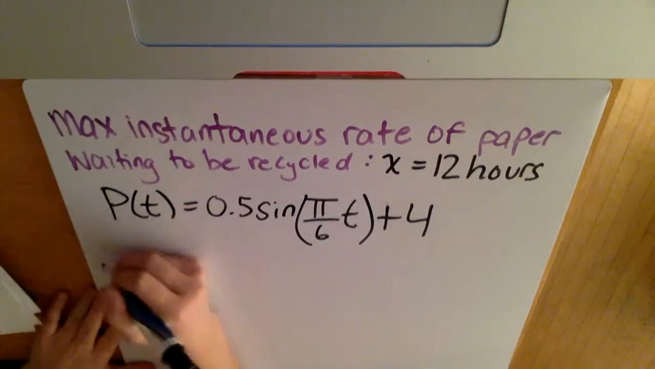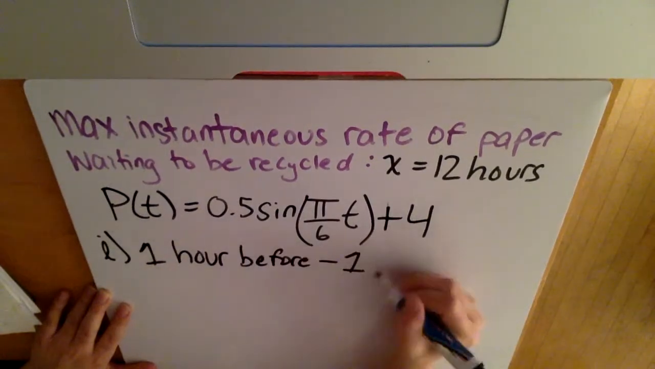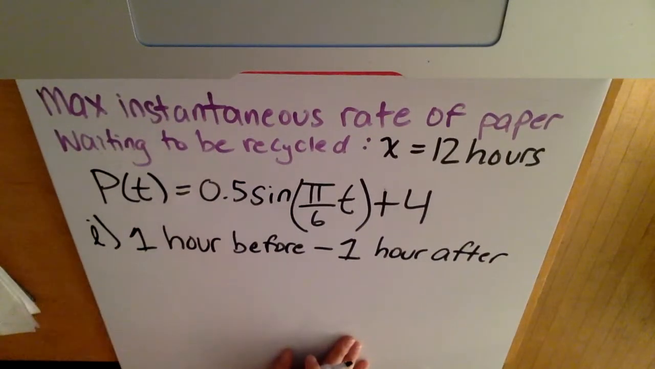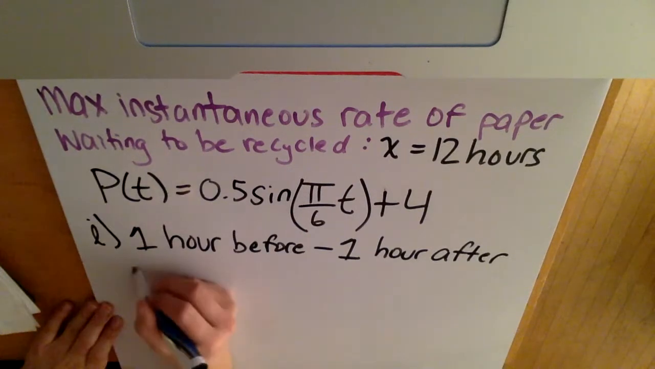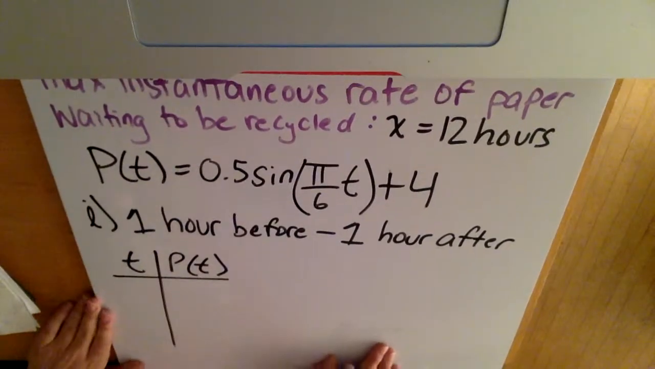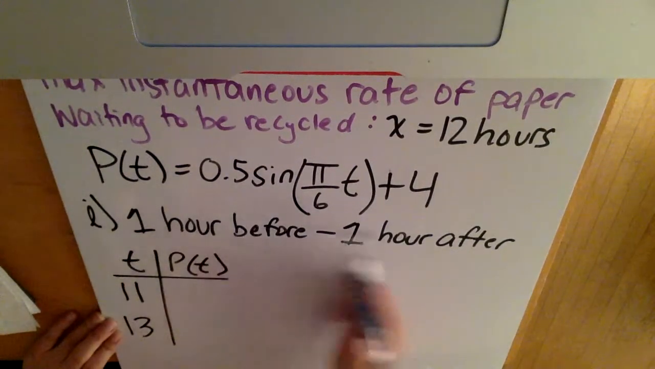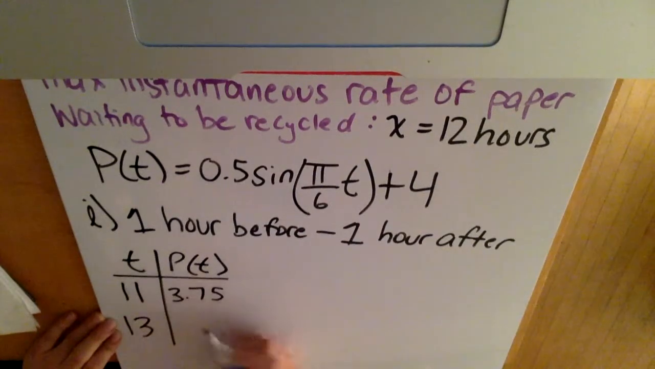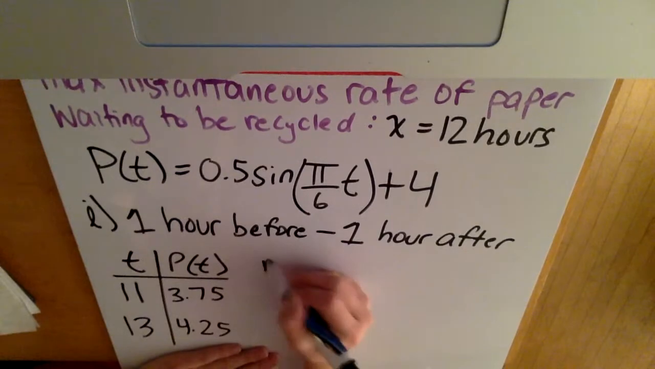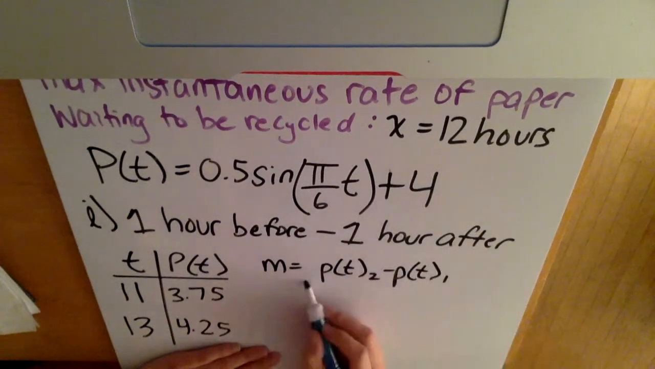Now we're going to solve question I, which states 1 hour before to 1 hour after the time when the instantaneous rate of change is at its maximum. So we know the max instantaneous rate of paper waiting to be recycled is at 12 hours. Therefore, our t value is going to be 12 minus 1, 1 hour before is 11, and 12 plus 1, 1 hour after is 13. Put those values in for t into your equation and solve using a calculator to get 3.75 for 11 and 4.25 for 13. Now we're going to do a slope calculation.